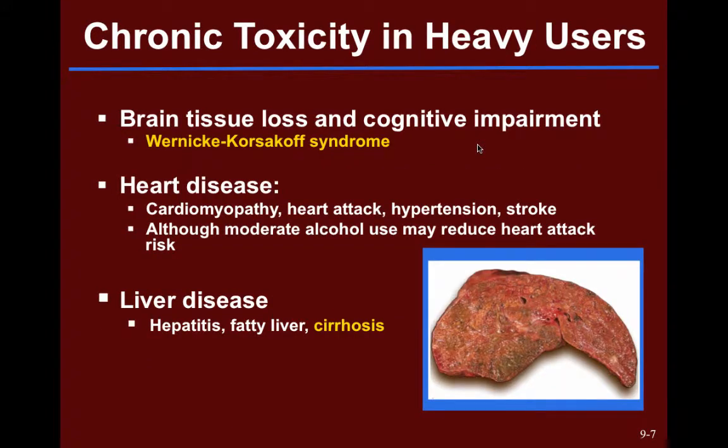Okay, so now we're moving on to chronic toxicity, not acute, but long-term exposure. In heavy users of alcohol, because of that effect on brain tissue, we do see brain tissue loss and an associated cognitive impairment, as you'd expect. Wernicke-Korsakoff syndrome. And we can also see heart disease. Chronic heavy alcohol use is associated with cardiomyopathy, myocardial infarctions, hypertension, stroke, a long list of heart disease-related effects.